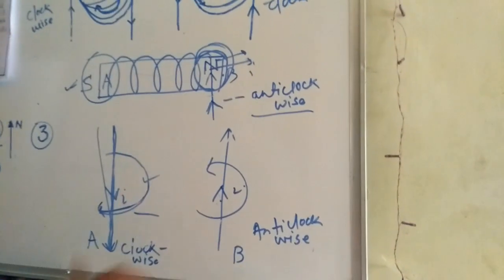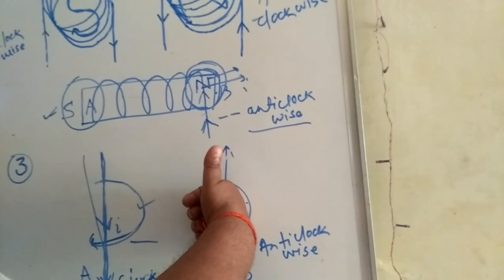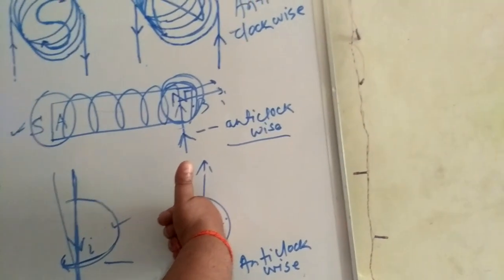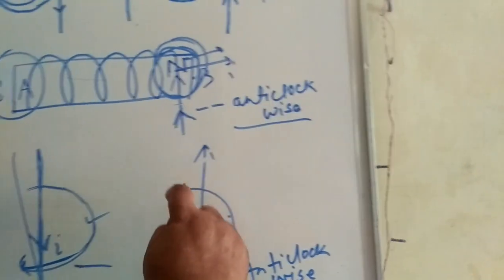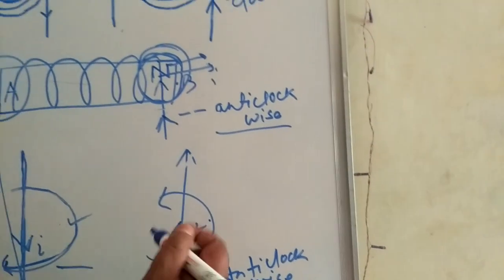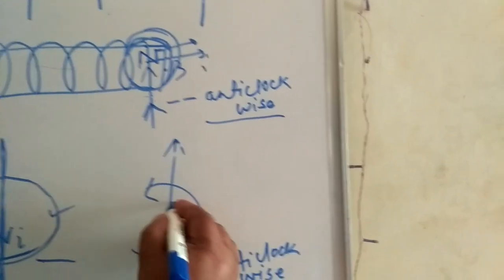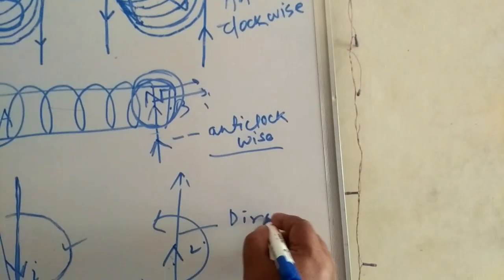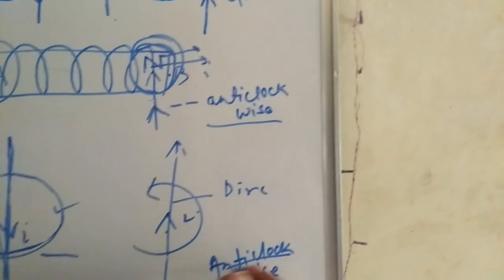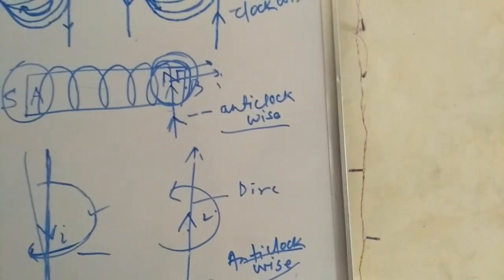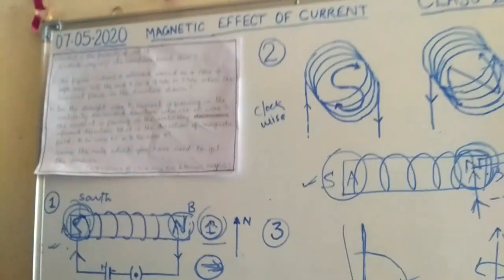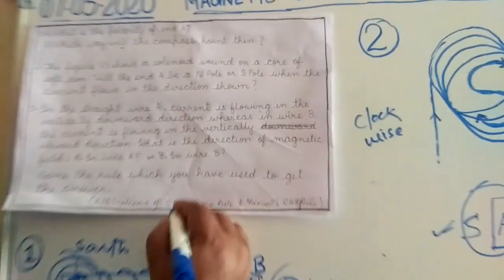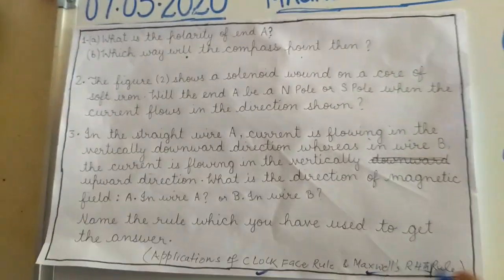Here you see the opposite. The current moves in this way, the thumb is upward, so the thumb shows the direction of the current. Then the curling of the fingers shows the direction of the magnetic field lines, and it is in an anti-clockwise direction. So these are some applications related to the clock face rule and the Maxwell right-hand rule.